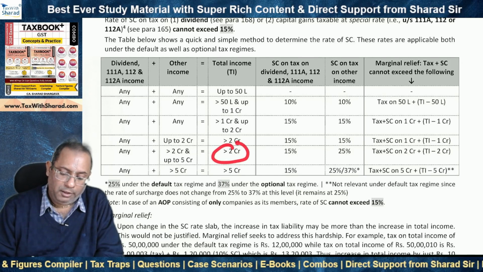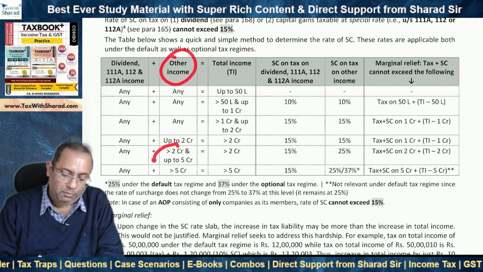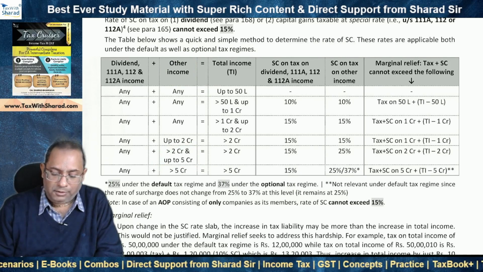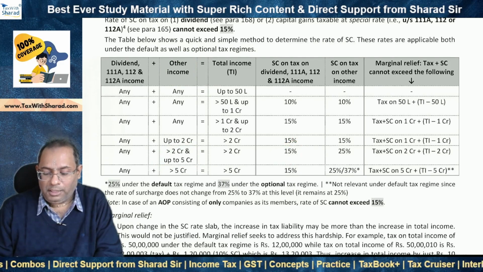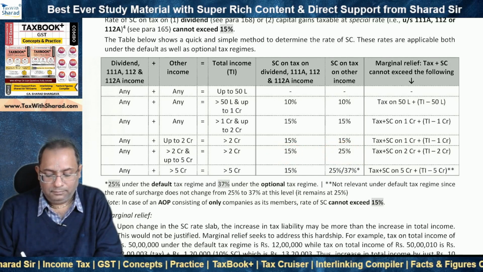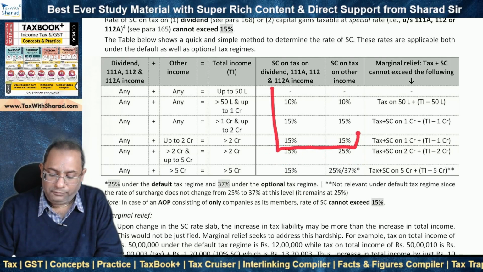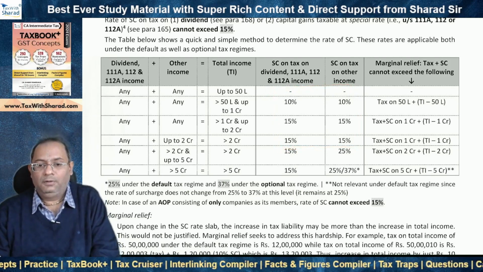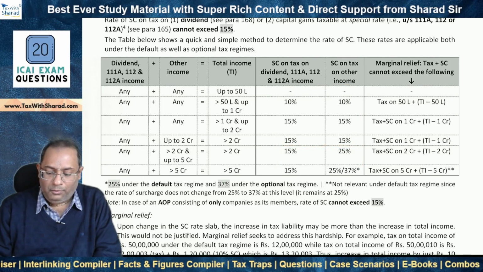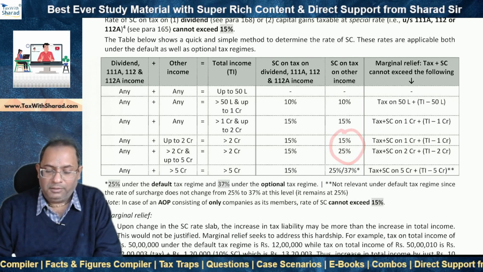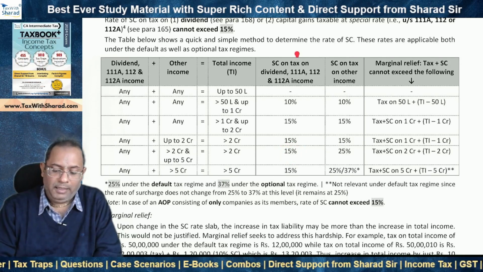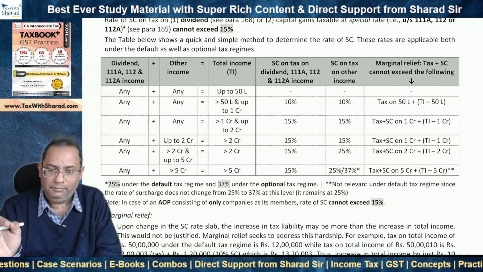But where the total income is more than 2 crore and the other income is more than 2 crore and up to 5 crore, then the rate of surcharge in respect of tax on special income is 15%, but the rate of surcharge on tax on other income rises to 25%. So here you will note the difference. Till this particular point, the rate of surcharge remains the same whether the tax is on special income or on other income. But from this point onwards, the rate of surcharge differs. While the rate of surcharge increases from 15% to 25% in respect of tax on other income, it remains at 15% because, as we have seen, the surcharge on tax on special income is restricted to 15%. It cannot exceed 15%.